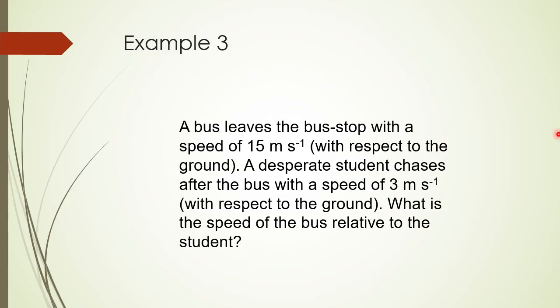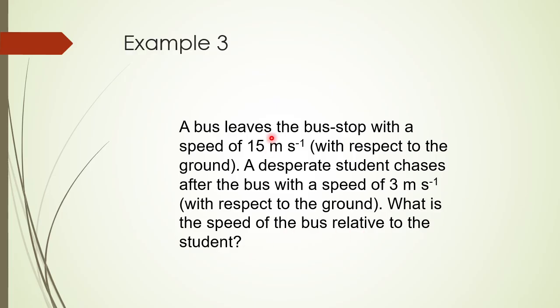So let's try a simple example. A bus leaves a bus stop at a speed of 15 meters per second. There are a couple of observers we could have. We could have an observer at the bus stop, an observer who is the student running after the bus, or an observer in the bus. The question says there's a desperate student chasing after the bus, and he moves at 3 meters per second with respect to the ground. What's the speed of the bus relative to the student?